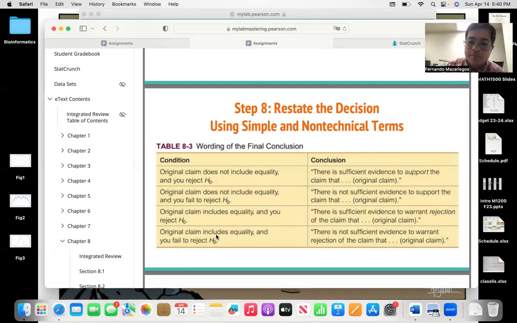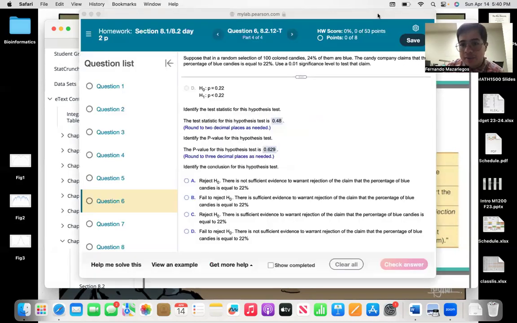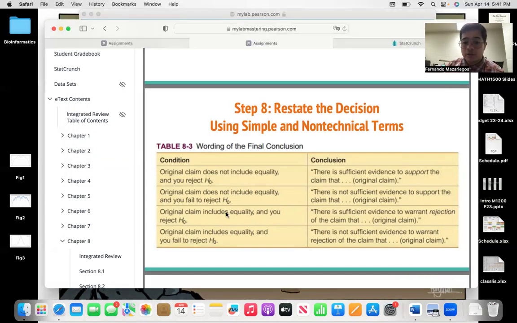What does original claim includes equality mean? Let's check the claim. The original claim is that the percentage of blue candies is equal to 22%. So that is what includes equality means. We want the proportion to be equal to a number. If that is the claim, then we have this case. Original claim includes equality. If that is not the sentence we have, then original claim does not include equality. Okay. So for this problem right now, we are in case number 4.